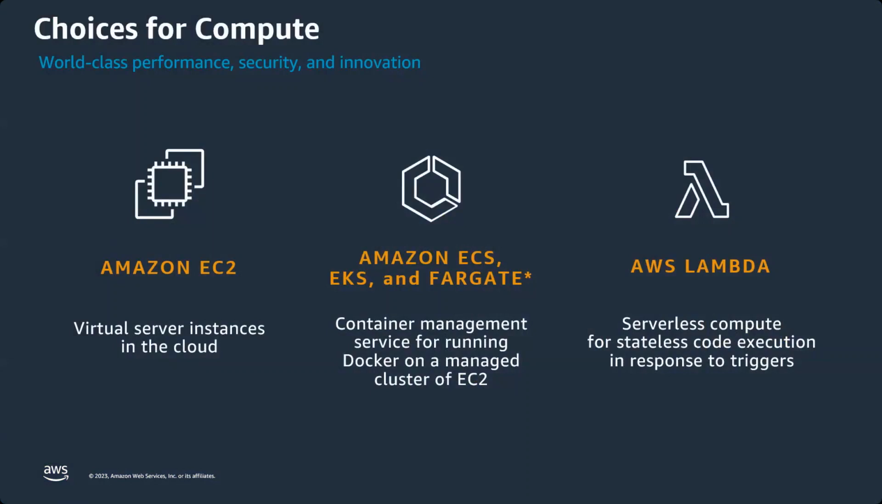So there are different options like Amazon EC2, which are virtual server instances in the cloud. There's also Amazon ECS, EKS, or Fargate. So these are Docker container based. And then we've got AWS Lambda, which is our serverless compute offering for stateless code, and Lambda reacts to triggers or events, and it is a serverless service.